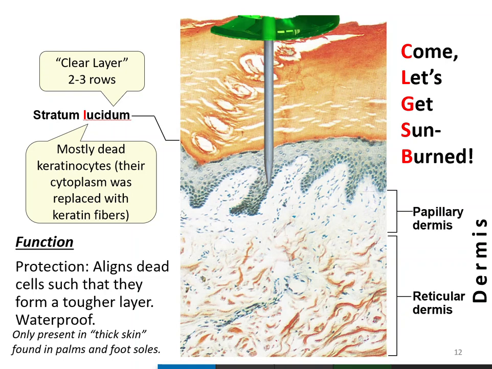And the function of this layer is just an additional layer of protection, especially because it's in your thick skin areas of your body. It's just extra 2 or 3 rows of keratin fibers to make it tougher and also a little bit more waterproof.